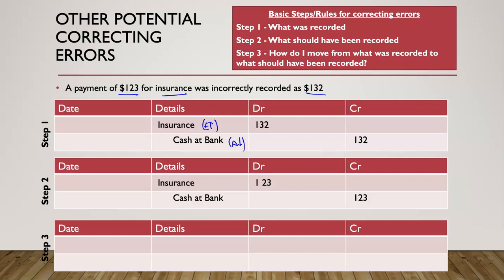So how do I fix this up? I need to remove $9 of debits. Now I can't scribble that out for my insurance, so I'm going to credit 9. And I'm going to debit 9 of my cash to fix up the 132 credit. And that's how I fix up that one. I've essentially said I accidentally decreased my cash by 132 with a credit. It should have been by 123, so I need to increase it with a debit of 9 to fix it up.